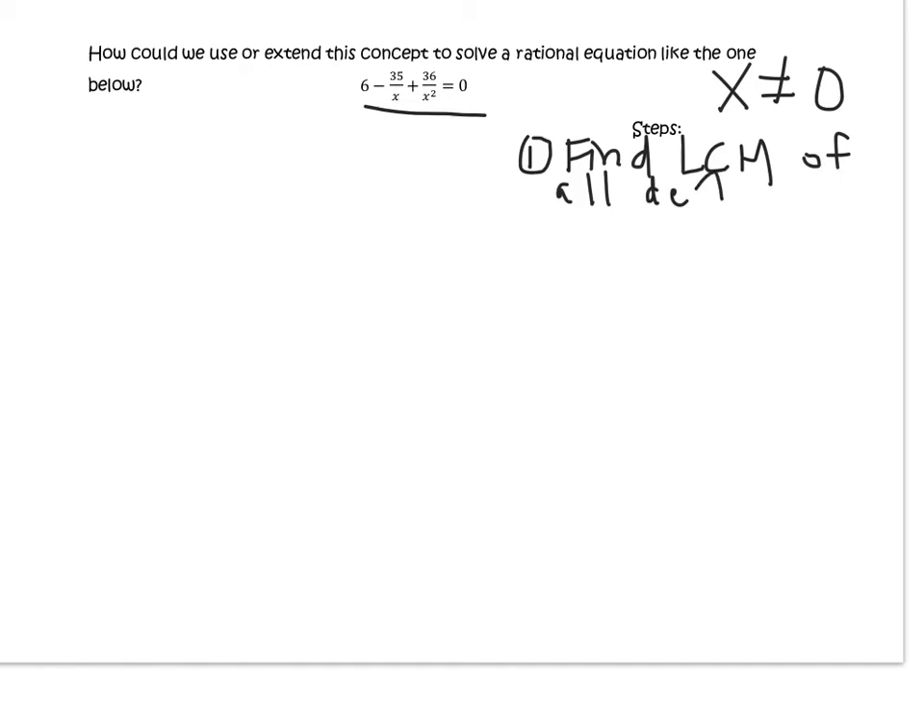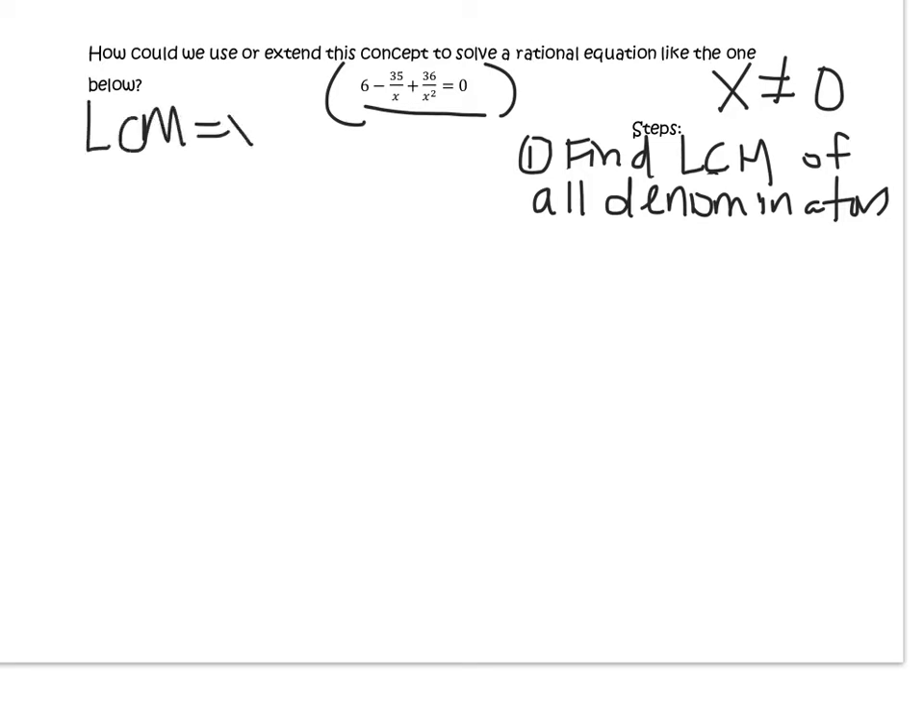This is getting messy. If you thought my handwriting was bad on the board, it's even worse on the video. Sorry about that. Okay. So the lowest common multiple of all my denominators would be x squared. So my LCM is x squared, and I'm going to multiply through the entire equation by my LCM.